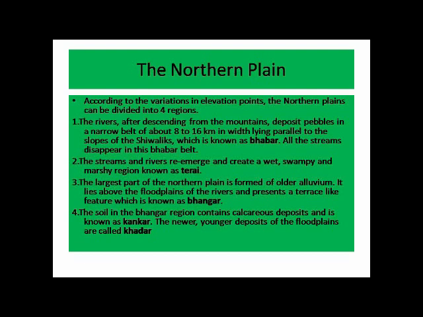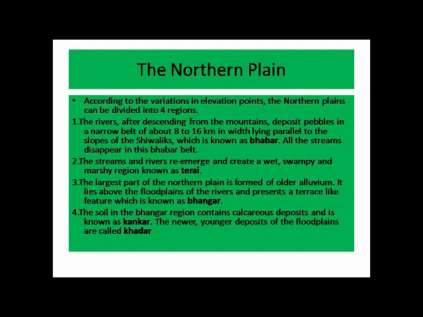According to the variation in elevation, the northern plain can be divided into four regions. The rivers, after descending from the mountains, deposit pebbles in a narrow belt of about 8 to 16 km in width, lying parallel to the slopes of Shivalik, which is known as Bhabar. All the streams disappear in this Bhabar belt. The streams and rivers re-emerge and create a wet, swampy and marshy region known as Terai.